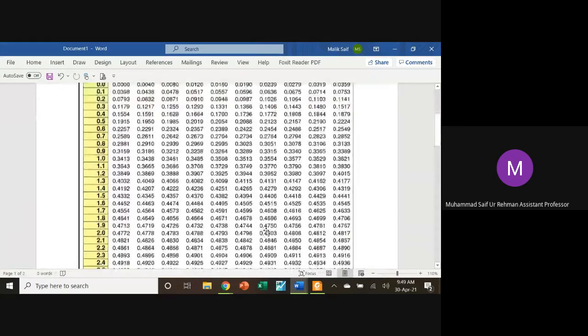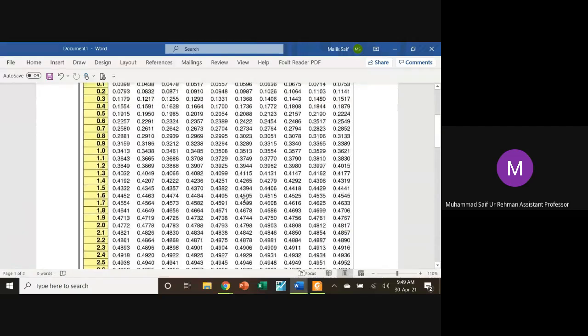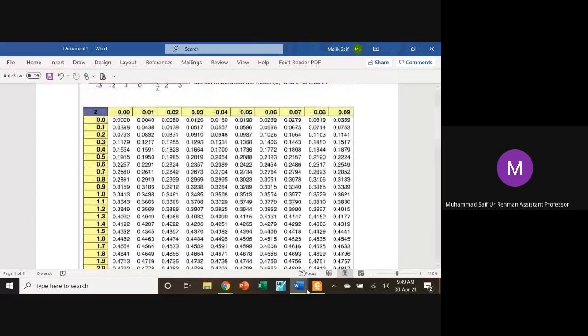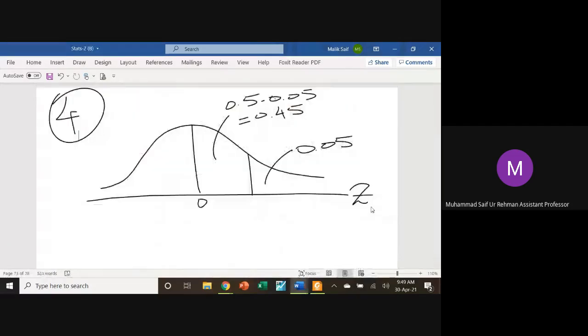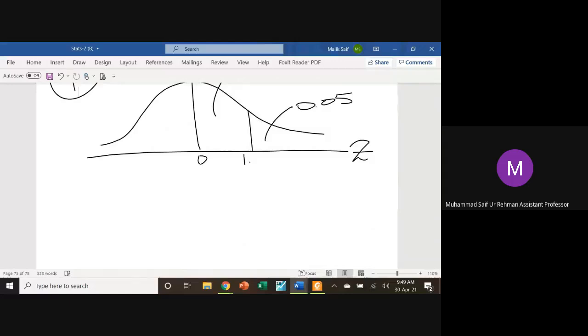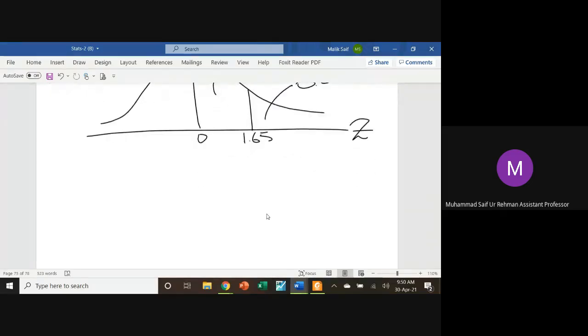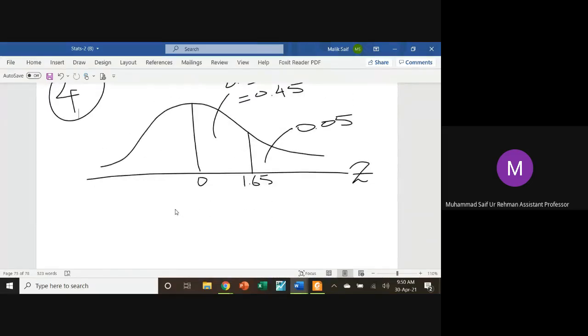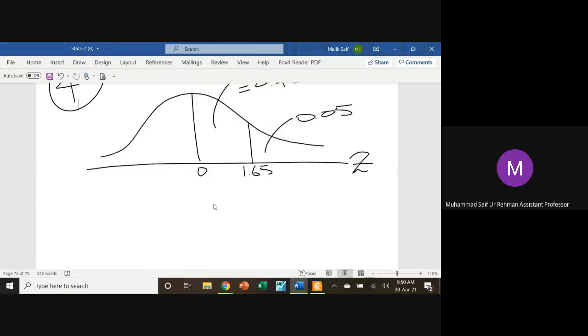For 0.45, you have to see the z value. Where is 0.45? This is the value, 1.65. So with a positive sign, definitely. Now you will write down that if the calculated value of the z statistic exceeds 1.65, we would reject H naught. Right.